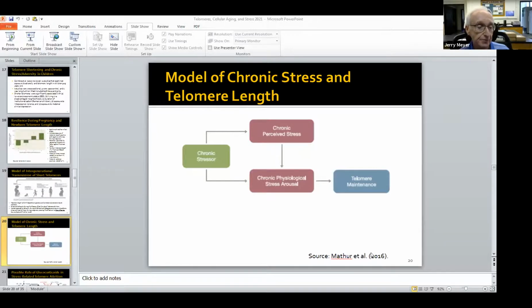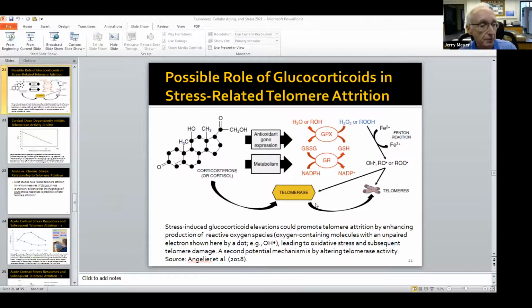And this is just a little cartoon. Perceived stress, we've already seen, has some relationship, depending on how you measure it, with physiological arousal, HPA axis activity. We're going to actually talk a little bit about the HPA axis in relation to telomere length as one mediating factor, perhaps, and then affecting telomere maintenance and how rapidly telomeres shorten over time.